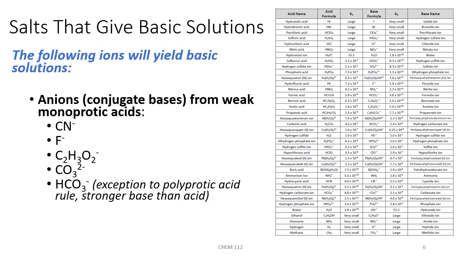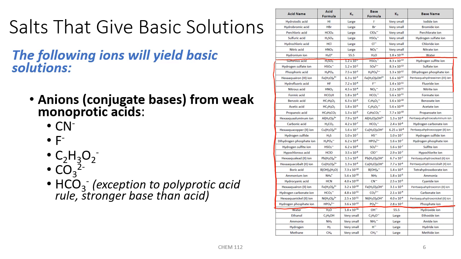There are a lot of ions that will yield basic solutions. All of them are anions, so they all have a negative charge. They come from weak monoprotic acids. So some examples are cyanide, fluoride, acetate, carbonate. If you look at your acid-base ionization chart, now we're going to be interested in everything below the hydronium ion. These are all going to be weak acids, all the way up until water.